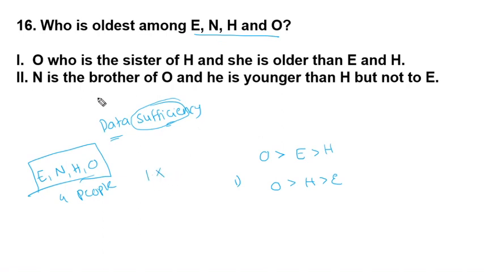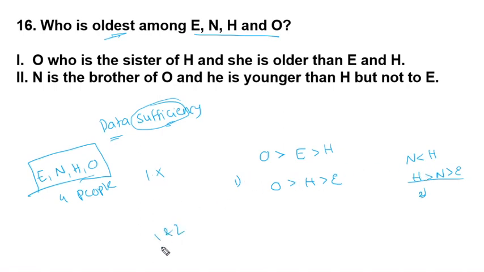Okay, so let's go for second. N is brother of O, he is younger than H but not to E. N is brother of O, N is less than H. Younger means less, or you can say H is greater than N. But not to E, but refers to the first person N. N is not younger when compared with respect to E, meaning N is older than E. Same here also, by using statement 2, we have got only three people, but total there are four people and he is asking oldest. Oldest I cannot say definitely, because there are only three people out of four. So by using individual statements I am not getting it.